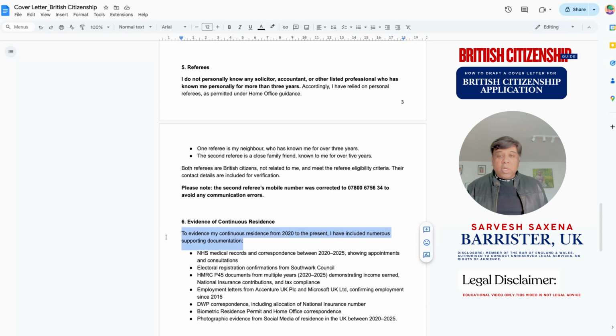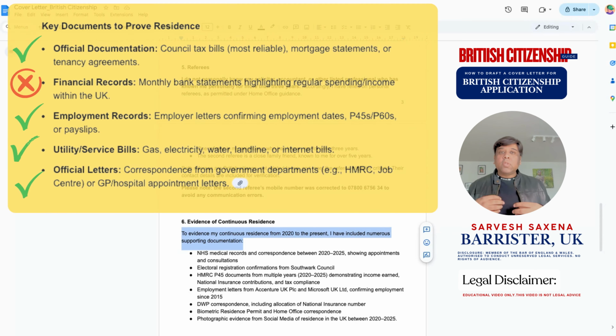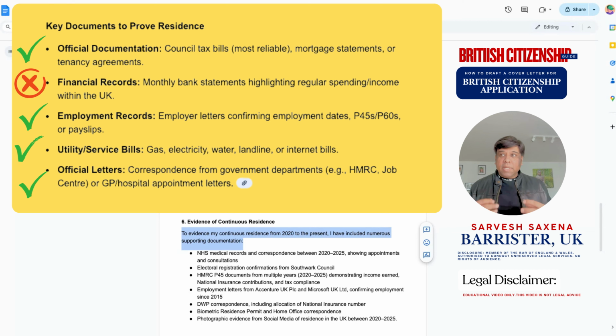I've included numerous documentation. I also said it in my previous video: do not just rely on one form of evidence. For example, if you provided an employment copy or say pay slips, these are all employment related. What you need to provide is a variety of evidence. It is not just limited to that, but a variety of evidence so that the case officer can really believe that you were actually physically present and living here in the UK. So let's look at that.